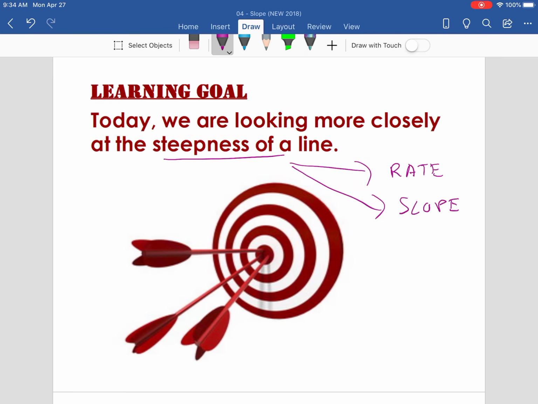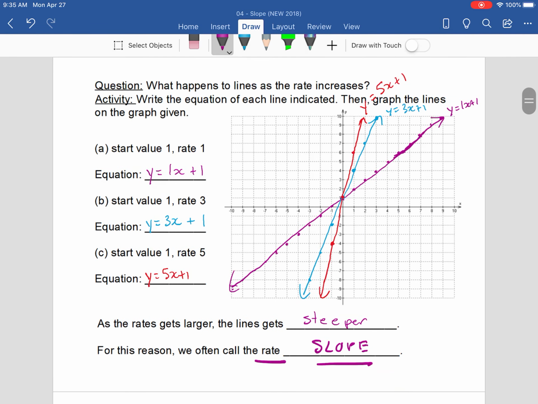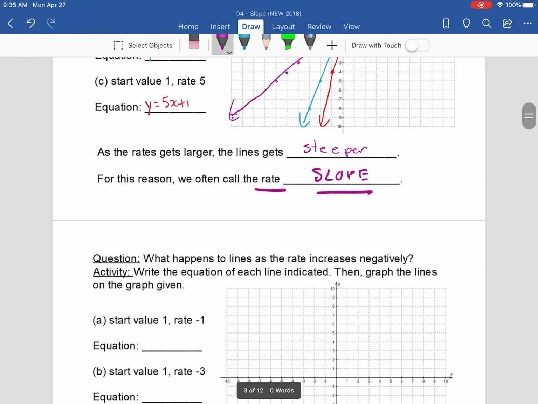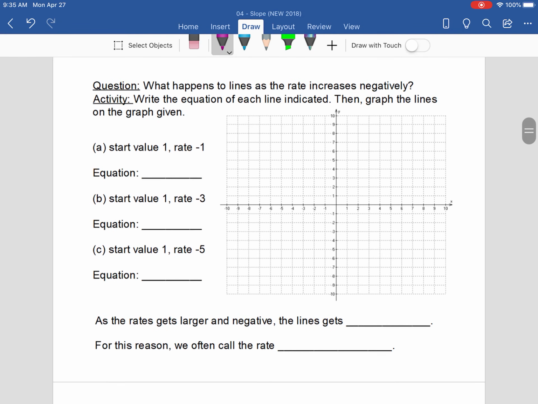So up here, when I want to talk about steepness, it means I'm talking about the rate, but I'm also talking about the slope. Those two numbers come out to be the same thing. Whatever the rate is, that's what the slope will be. And here, as I got higher and higher rates, I got higher and higher slopes on the graph, meaning I got steeper and steeper graph. Maybe you're not surprised.